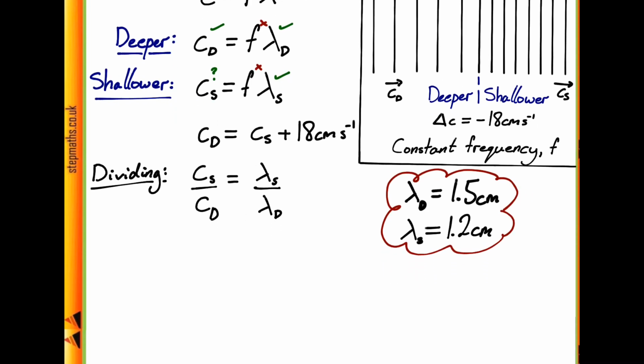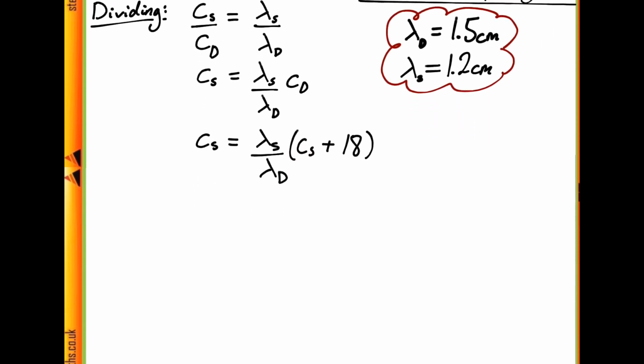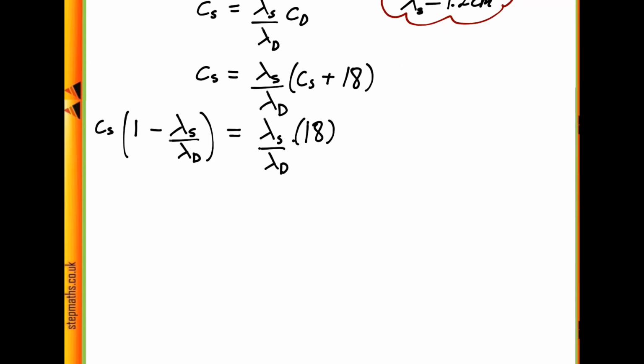Now we can rearrange this a little bit to get an expression for CS, but we have to remember that CD is equal to CS plus 18. Since we know lambda S and lambda D, all we have to do is rearrange this for CS, which is just going to take a few steps. One of the things I've done here is just expand these brackets and then these brackets, and then bring all of our CS terms, the speed in shallow water terms, onto the left-hand side. At which point we can then divide through by this factor of 1 minus our ratio of lambdas.